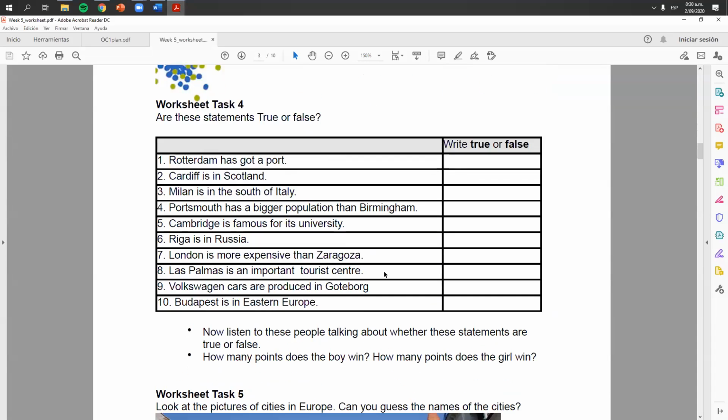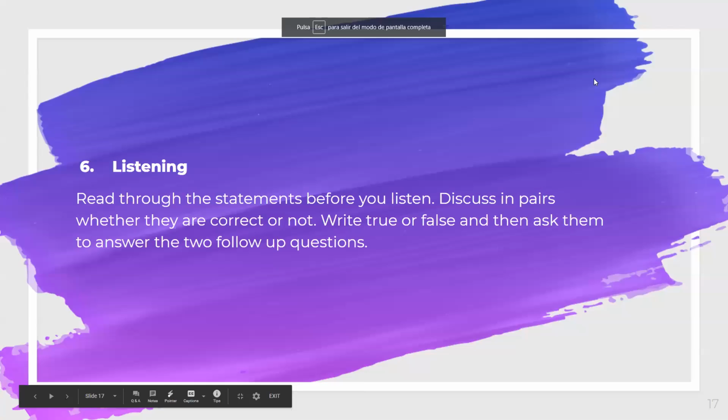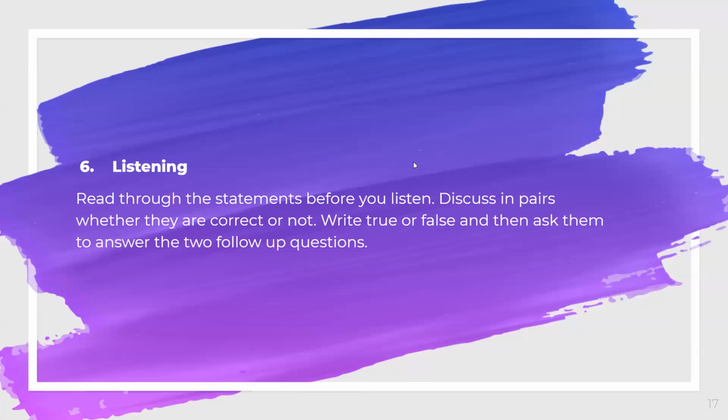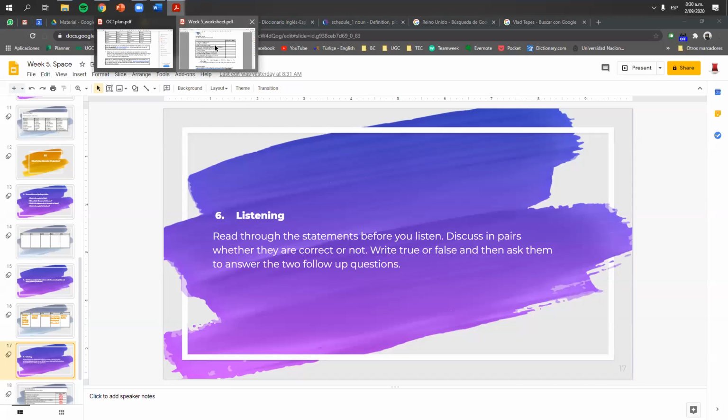So we are here, guys, in the worksheet task number 4. Okay, so what we gotta do is this. We're gonna read through the statements before you listen, and we're gonna discuss in pairs whether they are correct or not, but that's later. And we're gonna write true or false. So what we're gonna do is a little bit different, actually.